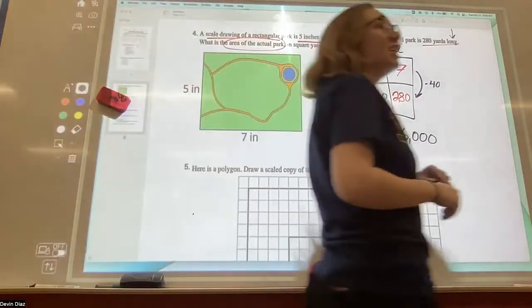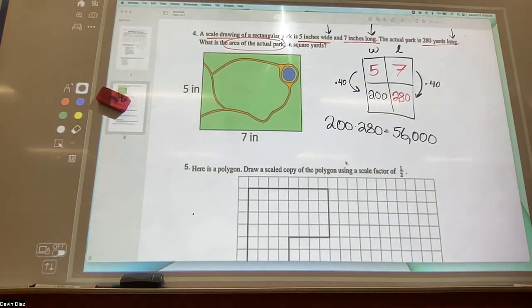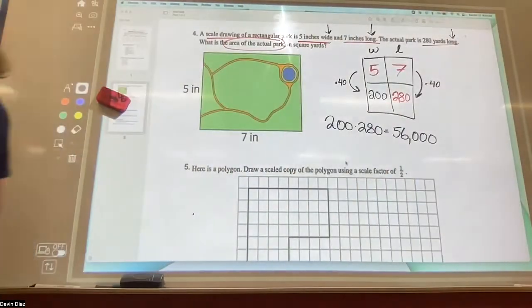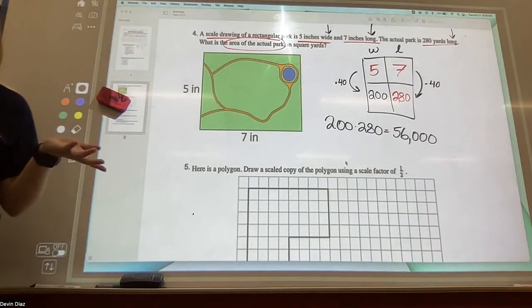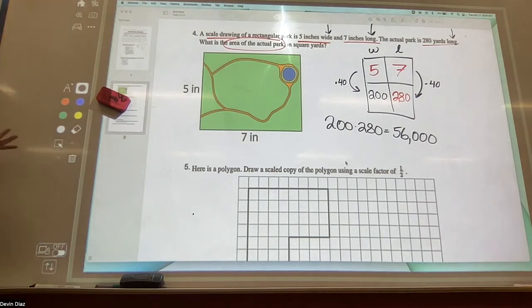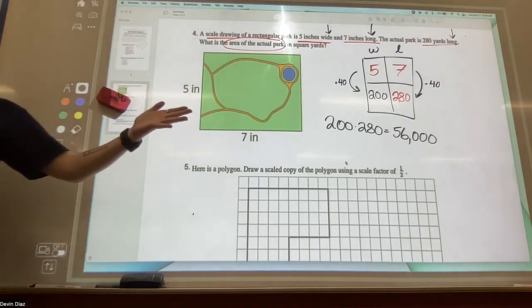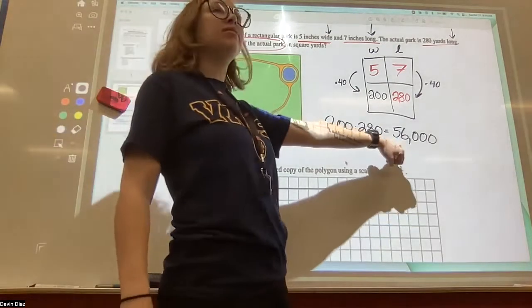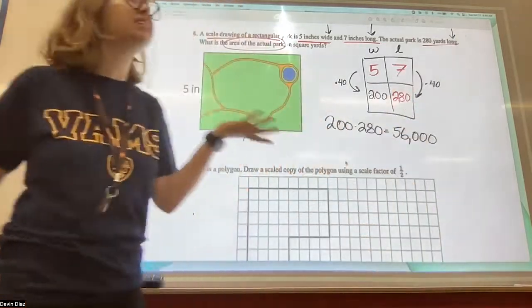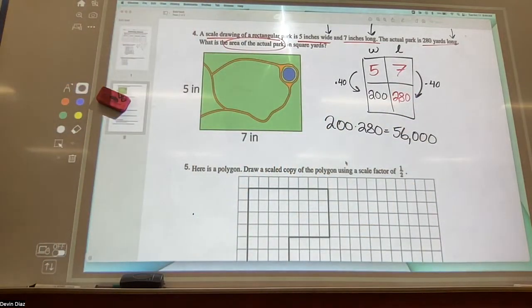Does it make sense that a park is going to have really big area? Yeah. You guys have been to parks before. Even if you weren't paying attention and you thought it was in yards, does 35 make sense for the size of a park? No. Even if it was 35 feet, even if it was 35 yards area, that doesn't make sense. And if we went up to 35 miles, does that make sense for a normal park? No. 35 does not make sense. 56,000 feet or yards, whichever one it could be, makes sense, doesn't it? If you're just thinking about it in general, it makes sense.